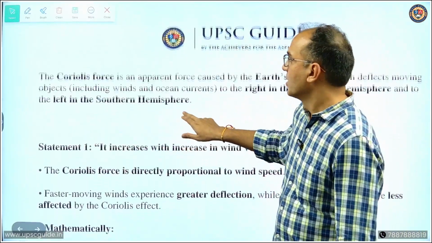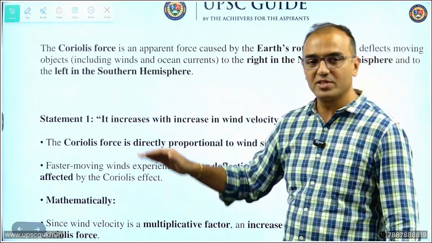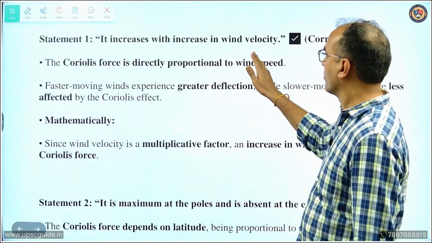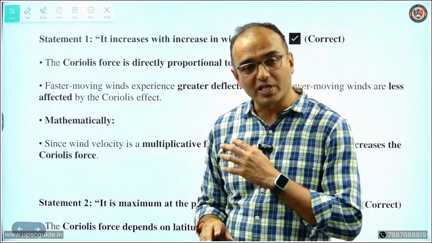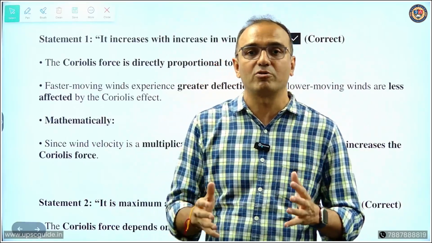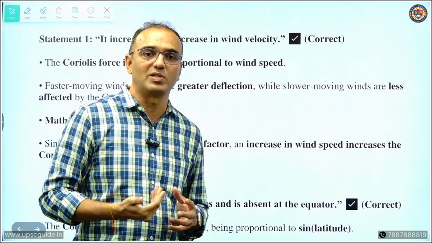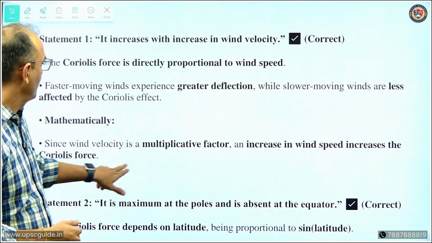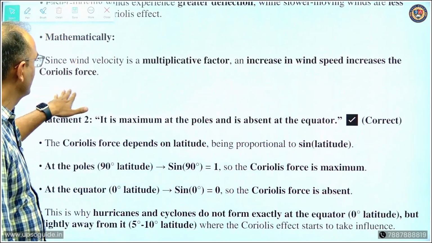Look at the explanation. Coriolis force is an apparent force caused by Earth's rotation, right? To the right in the northern hemisphere and left in the southern hemisphere. We have seen this. First statement, it increases with increasing wind velocity. Coriolis force is directly proportional to wind speed. So if the wind is moving with a great velocity, the wind will experience greater impact of Coriolis force. So there will be more deflection to the right in the northern hemisphere and to the left in the southern hemisphere. Faster moving winds experience greater deflection. Mathematically, since wind velocity is a multiplicative factor, an increase in wind speed increases the Coriolis force.